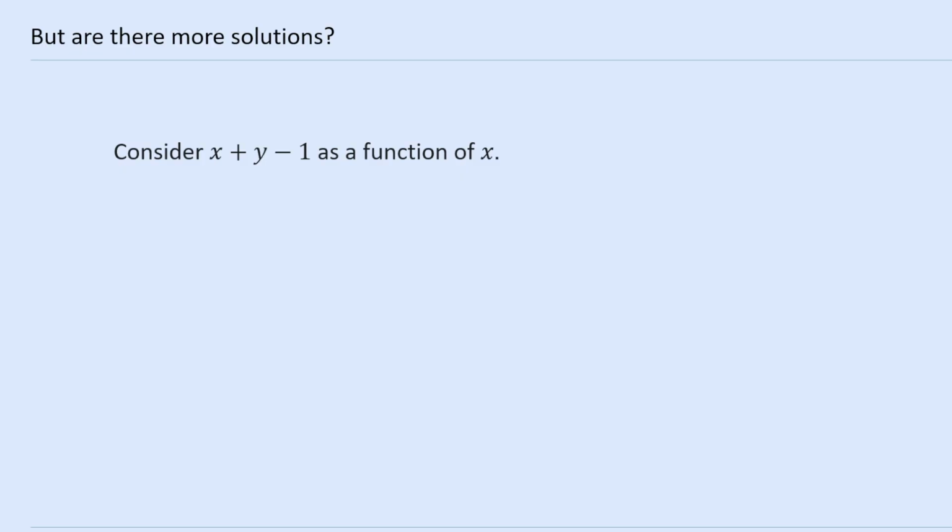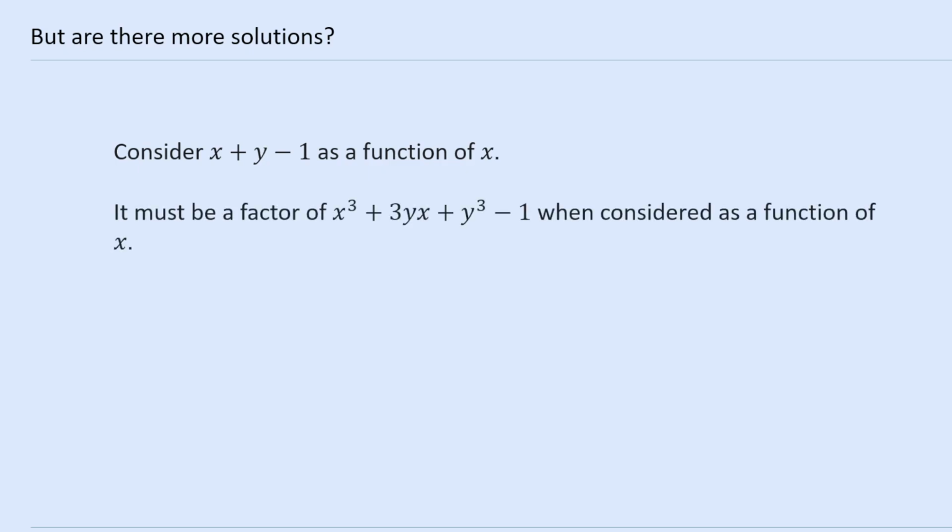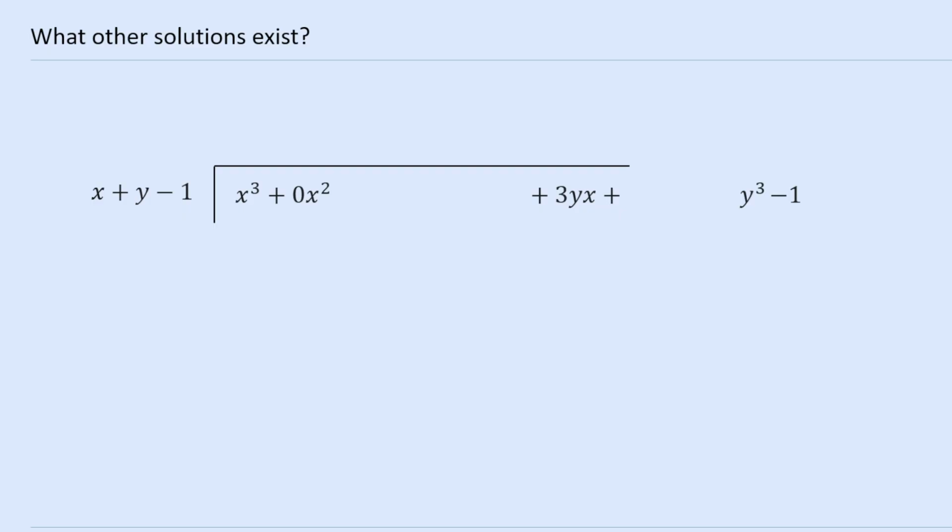So are there more solutions? Well, what we're going to do now is consider x plus y minus 1 as a function of x. So y minus 1 is a constant here. So this must be a factor of x cubed plus 3yx plus y cubed minus 1 when thought of as a function of x. The reason we're putting yx in the middle there is because y is the constant and x is the variable. Normally we would write it as xy in alphabetical order. So by the factor theorem, this must be a factor. So we're just going to crunch the division now.